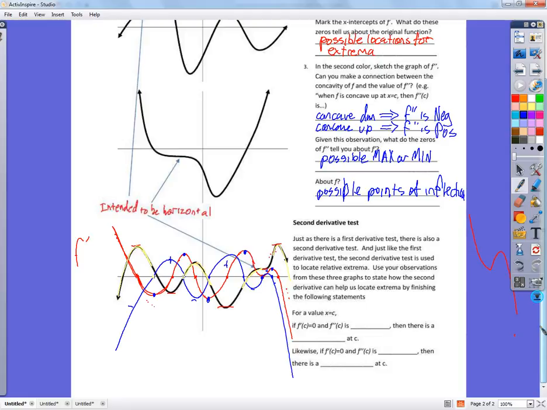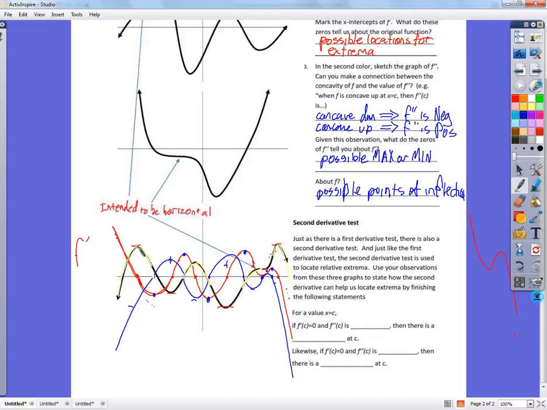So the second derivative test, we're going to state the second derivative test. We're going to use the second derivative test just like we used the first derivative test. Take a look at f. This is the original function f. The whole point of the second derivative test, just like the first derivative test, is finding a maximum or minimum.